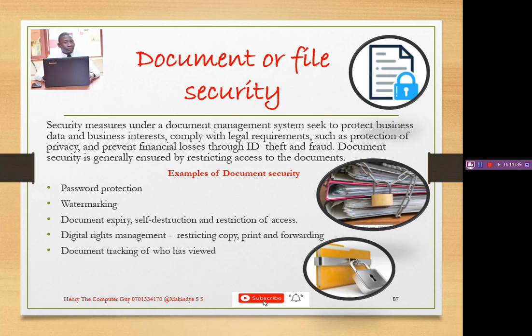We have what we call document tracking of who has viewed it. For example, you have your WhatsApp. You put statuses there, but you can restrict someone from seeing your status. Or you can see who and when they saw your status. It will be indicating someone has viewed your status. That is what we call document tracking. Who has viewed it? Then file encryption.